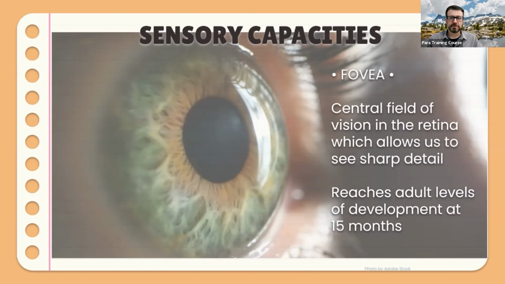The fovea in our eyes, or you could say foveola, is the central field of vision in the retina, which allows us to see sharp details. So we're probably seeing a pattern already with gross motor skills moving to finer motor skills. The eye is kind of panoptically focusing on lots of things and then drilling down to be able to see finer details, right? This reaches adult levels of development at about 15 months. So it doesn't take that long for your eyes to fully develop.